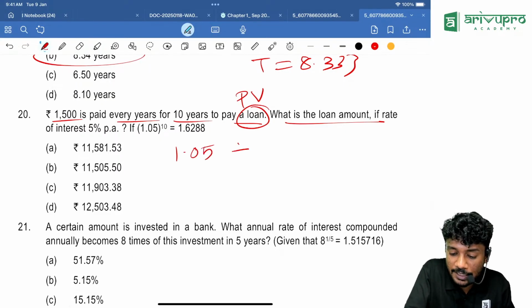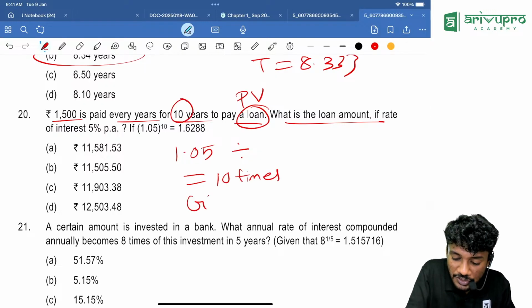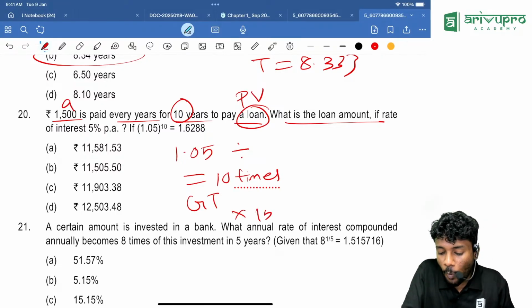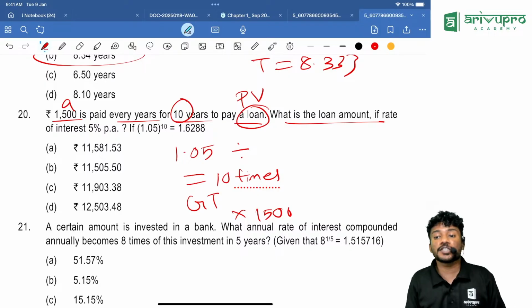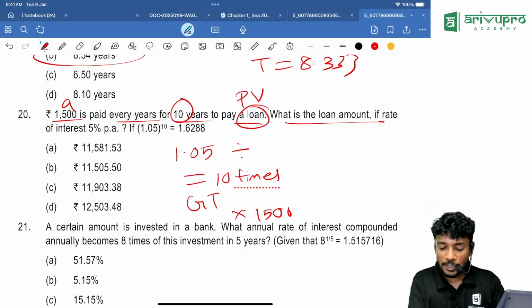1.05, then click the divide sign, equal to, how many times? 10 times equal to. Then click the GT button. Then multiply it with the annuity value, that is 1,500. How much did you get? Everyone take the calculator. 1.05 divide equal to, 10 times.